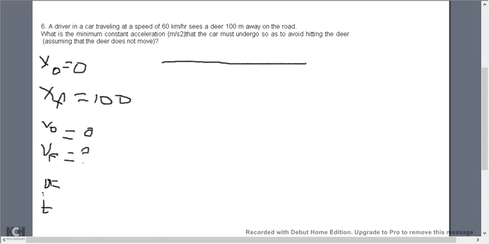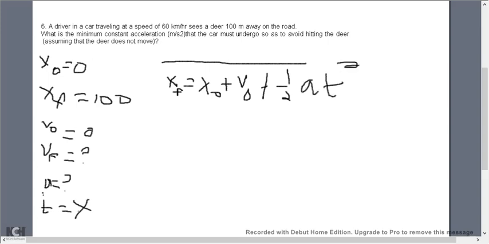We're looking for acceleration, and we don't have time. So with that in mind, I don't have a time. I don't have a final velocity. Which equation doesn't have a time? Final velocity equation 1, we're missing xf equals x naught plus v naught t plus 1/2 at squared. How many unknowns? 2. T and, well, that's gone. We know that's gone.